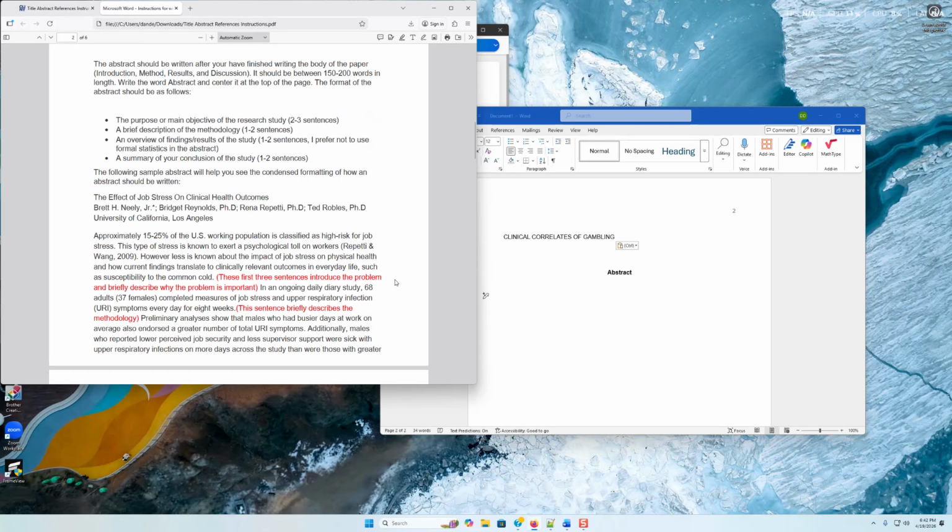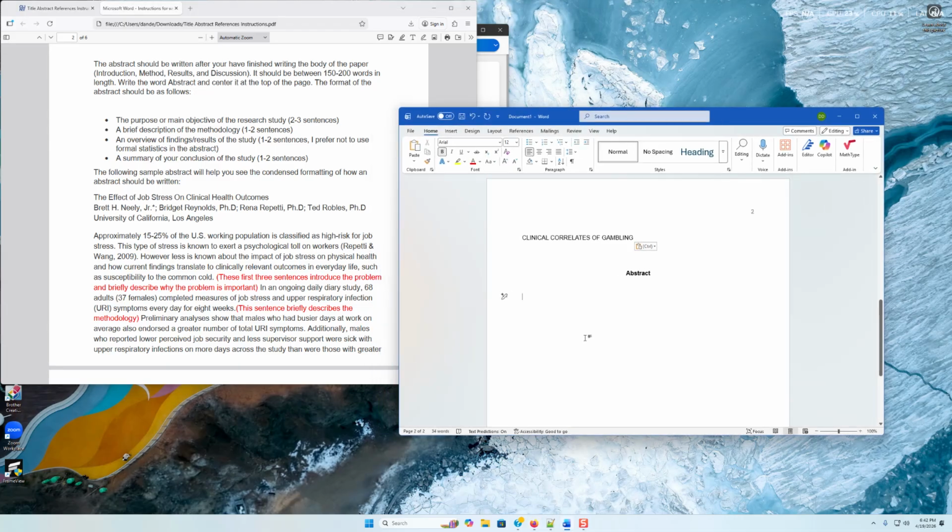The abstract should be written after you've written everything else in the paper. It should be between 150 and 200 words. So I'd like the abstract to be about 150 words. That's generally the length of the abstract that most journals want you to submit. They do not want an overly long abstract. Sometimes you're asked to submit something shorter than 150 words, just because there's not enough space in all of these journals to deal with long abstracts and also long articles. So there's always a space limitation. When you write this abstract, it should be basically a summary of the entire study.